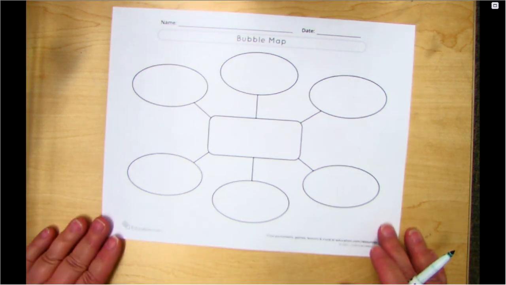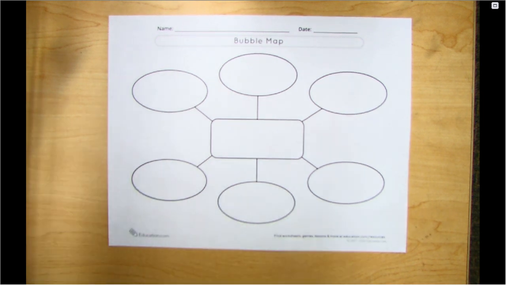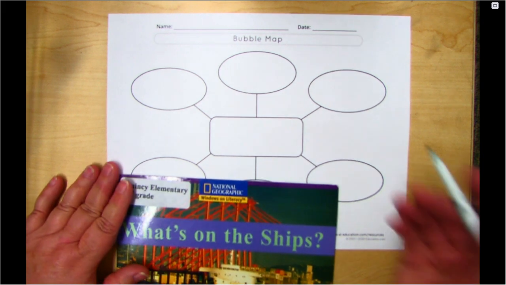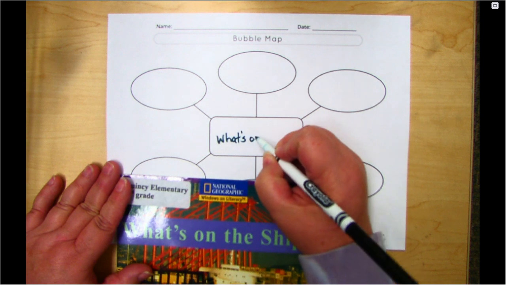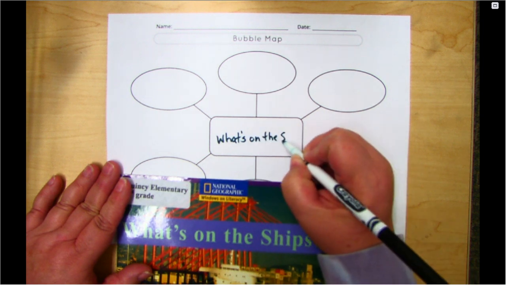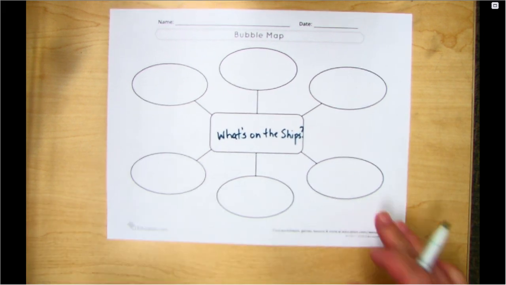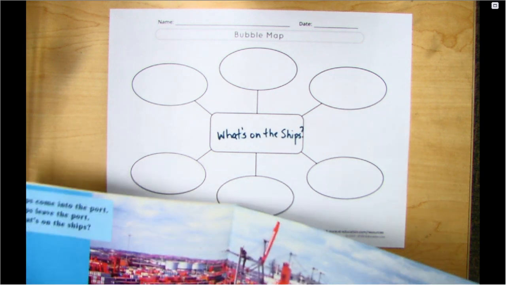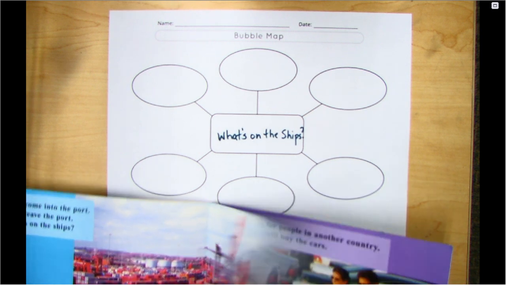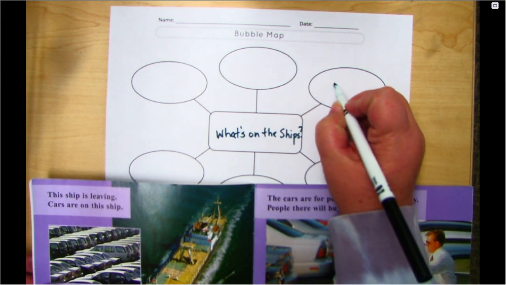to make his writing into some type of plan that he could follow before he wrote the book. So he probably started with the title, What's on the Ships? And then the challenge was, do you notice there are more bubbles on this one than there were on our last one? So I'm going to go through what was the first thing that Harley Chan wrote about. Ooh, he wrote about cars coming in and out.